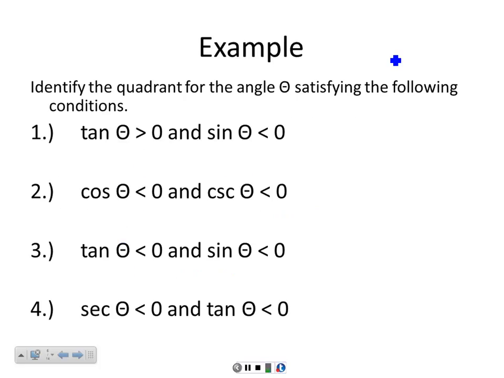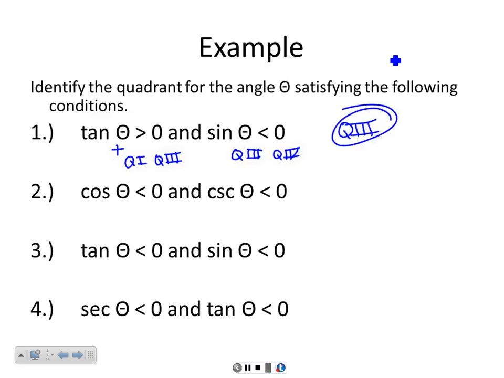Okay, identify the quadrant for the angle satisfying the following conditions. So if tangent of theta is positive, that's saying it's greater than 0. So we're talking about either quadrant 1 or quadrant 3. And then here it says sine is negative. So we're talking about quadrant 3 or quadrant 4. Well, where is the overlap? The overlap is quadrant 3. So it has to be in quadrant 3.